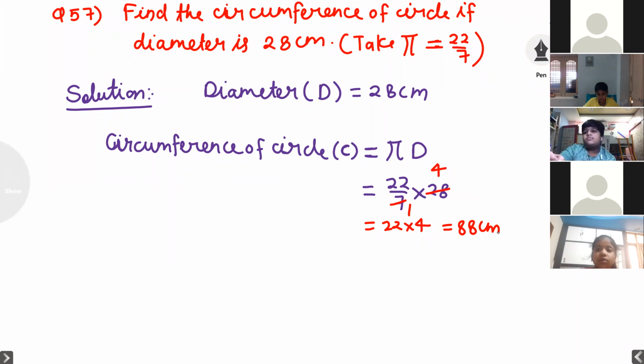If they have given diameter, we want to apply circumference of circle C is equal to pi d. If they have given radius, we want to apply 2 pi r. Both formulas I have given very clearly.